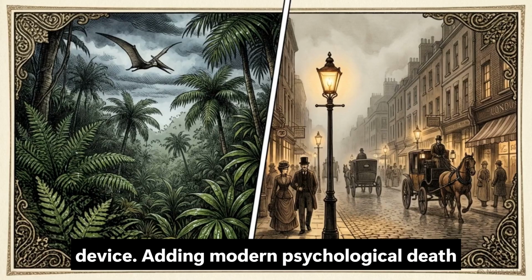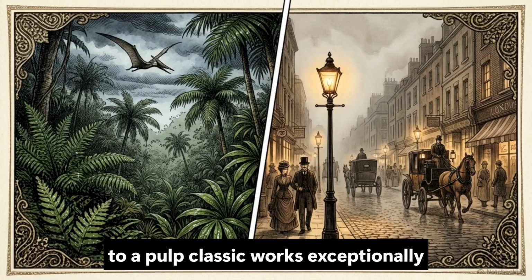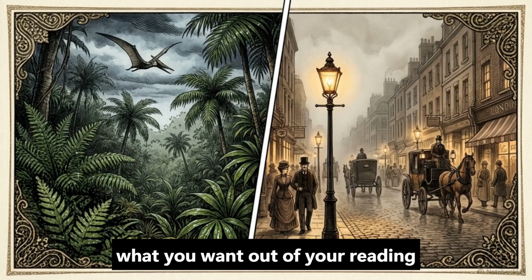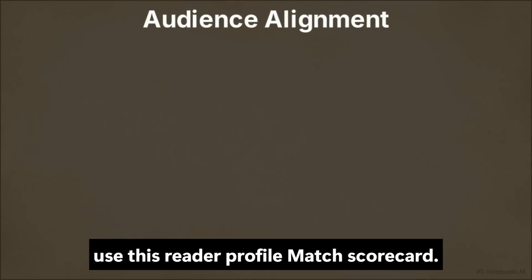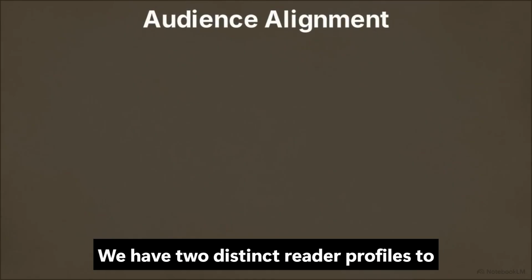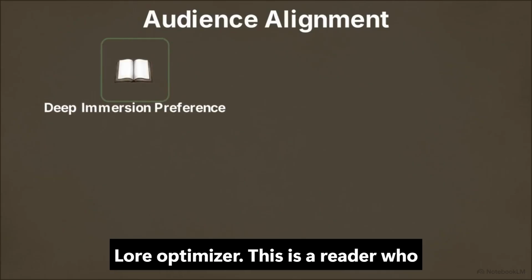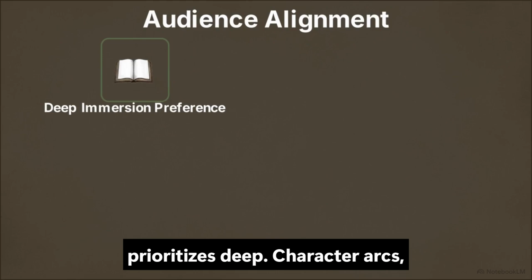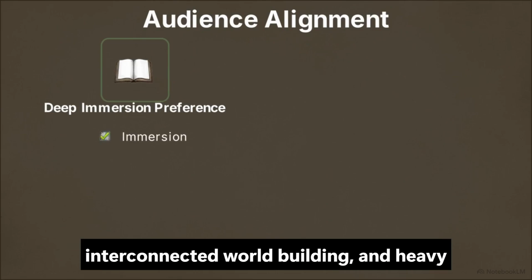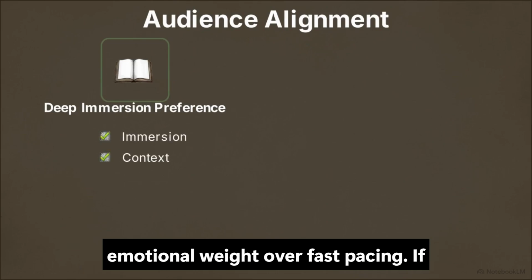Adding modern psychological depth to a pulp classic works exceptionally well, provided you understand exactly what you want out of your reading experience. To make your choice, let's use this reader profile match scorecard. We have two distinct reader profiles to assign to our two paths. First is the lore optimizer. This is a reader who prioritizes deep character arcs, interconnected world building, and heavy emotional weight over fast pacing.